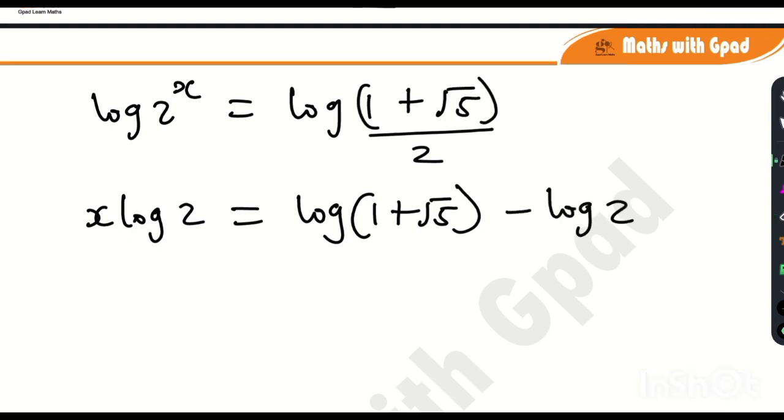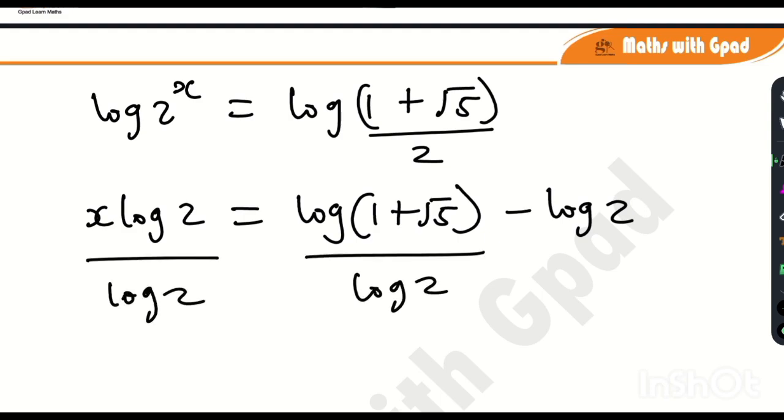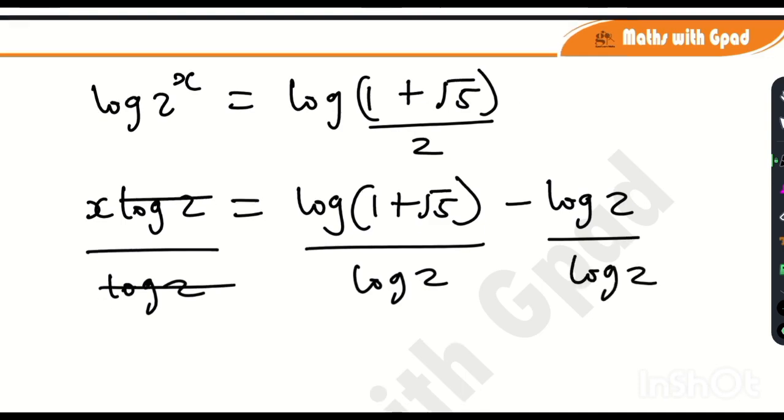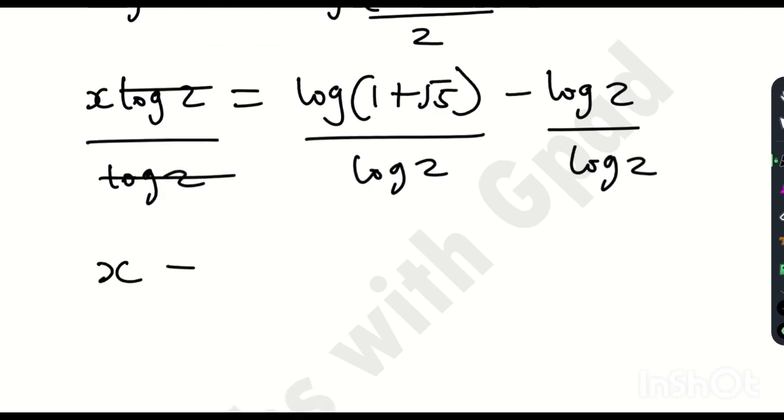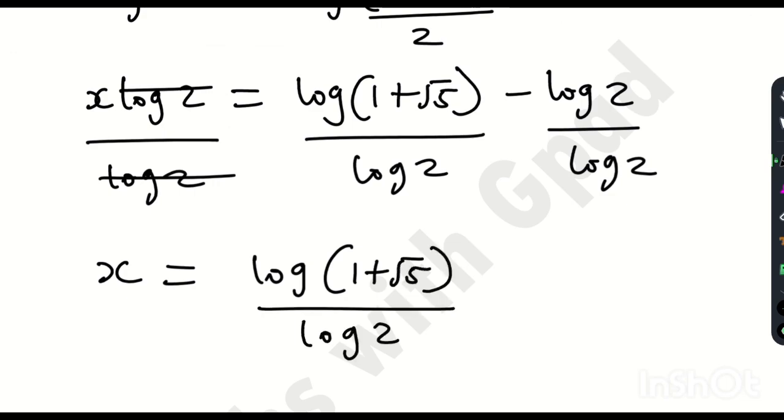Where is it coming from? Because of this division, okay, over 2. That's why I got minus log 2. So the next thing I want to do, because I need to get the value of x, I will divide both sides by log 2. So divide both sides by log 2 here, log 2 here, and log 2 here. So log 2 cancels log 2. Now that leaves you with what? X, which is equal to log of bracket 1 plus root 5 all over log 2. Log 2 cancels log 2, so that's minus 1.